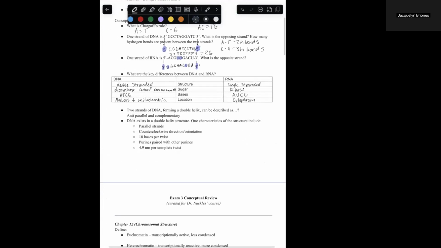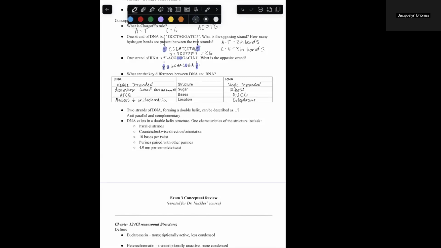I didn't make this review; it was already made. So I don't really know what the person meant by two strands of DNA forming a double helix can be described as. They could have meant a lot of things, but I took it as anti-parallel or complementary. There's a lot of things that could finish that sentence.